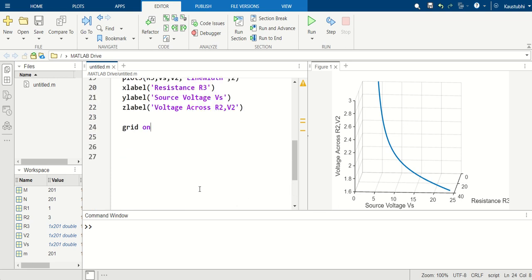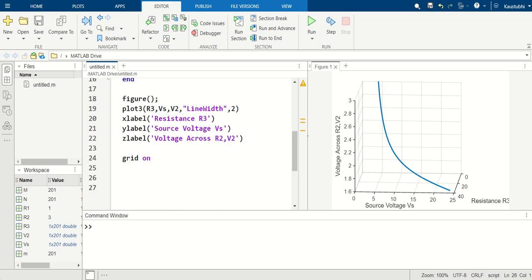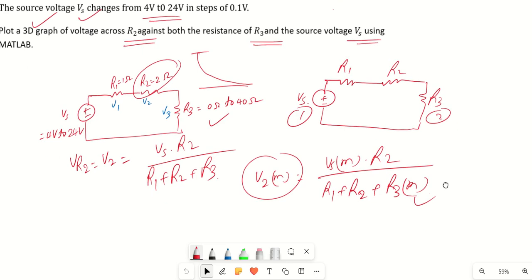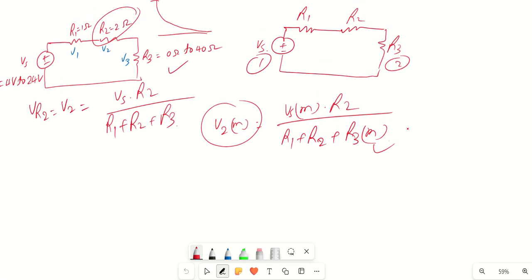Now what you can do is, your aim is to plot like this. It will be much easier for you. You fix the value of, let's say, R1 as 1 ohm, R2 as 3 ohm, and R3 as, let's say, 4 ohm, and keep only Vs varying from, let's say, 4 volt to 24 volt. And what is the value of VR2 that you can see? Or otherwise, the next question will be to vary only R3 and keep Vs as 10 volt.